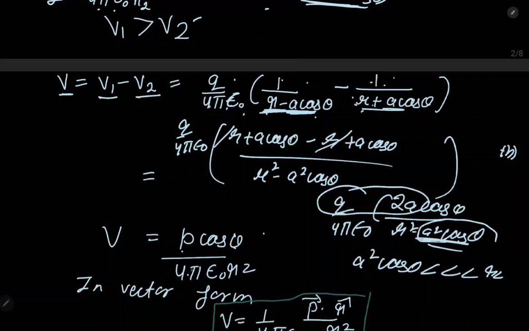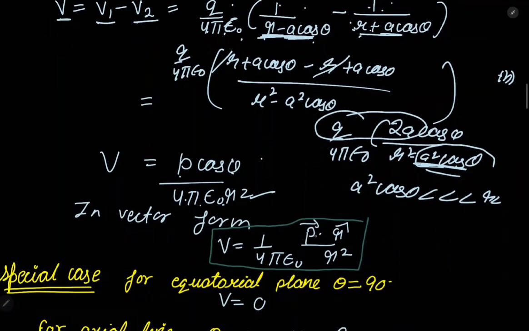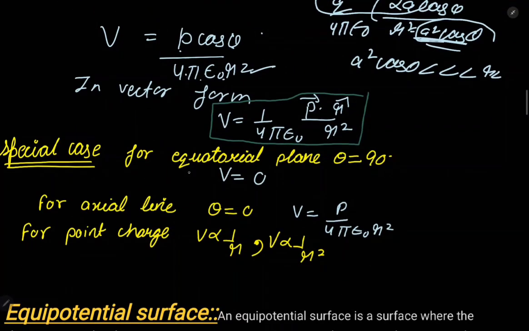So I am left with P cos theta upon 4 pi epsilon naught R square. Also, in terms of a unit vector, I can write P vector dot R cap upon R square. Special cases: for the equatorial plane, we know that the equatorial plane is always the perpendicular plane, and for that theta is equal to 90 degrees. If theta is 90 degrees, cos 90 is equal to 0. So electric potential becomes 0.